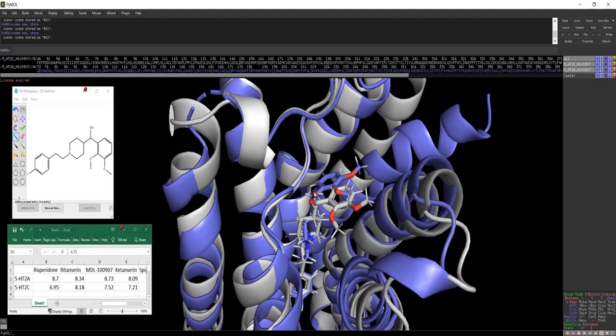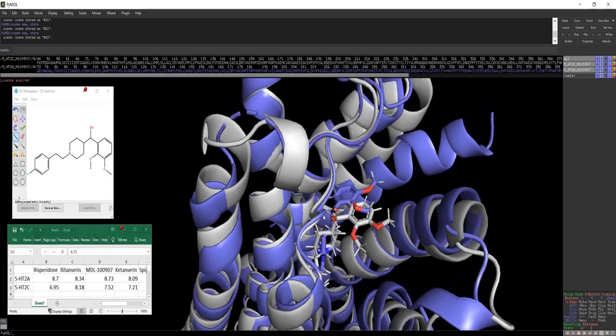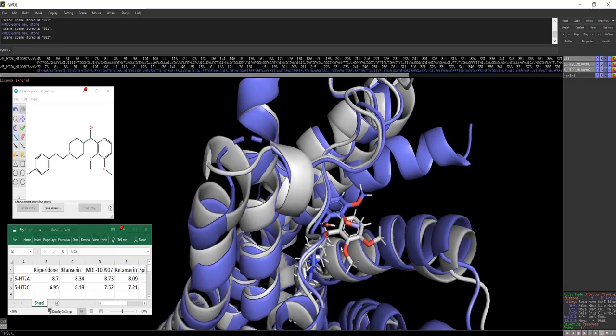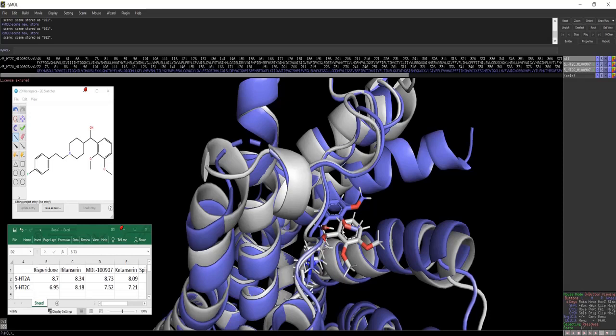This hydroxyl is even pointing in the same direction. However, it's this aromatic group with these two methoxy groups that are different. In 5-HT2C, it's shifted towards helix 7, whereas in 5-HT2A, which is in blue, it's shifted to helix 3. And to understand why this is the case, we'll have to look at, again, that network of the tyrosine with the asparagine and the glutamic acid.